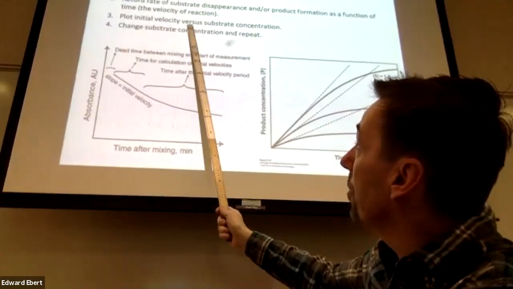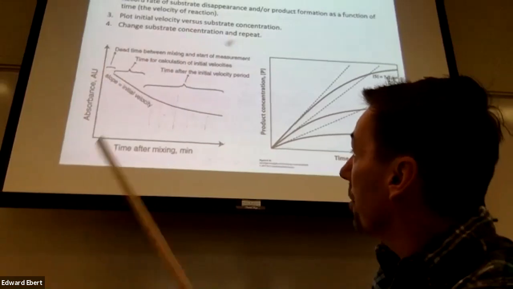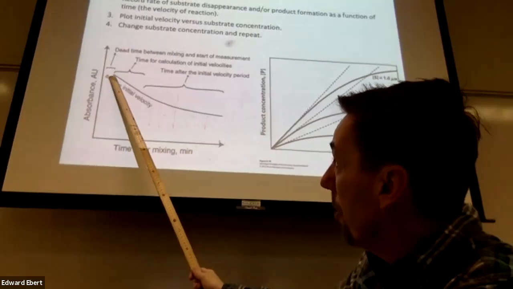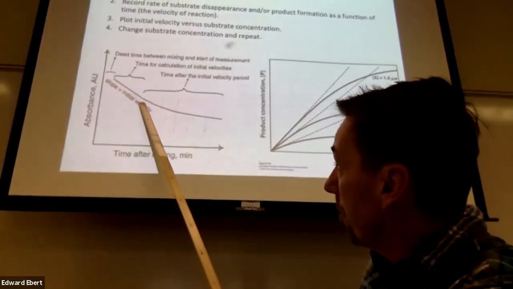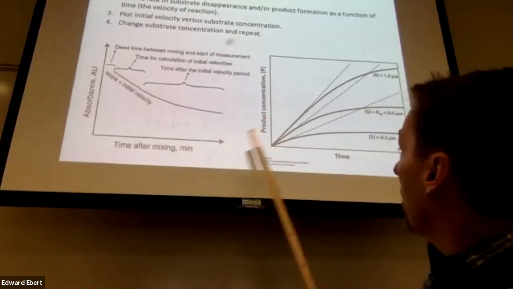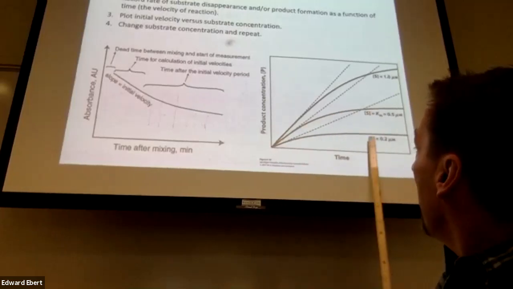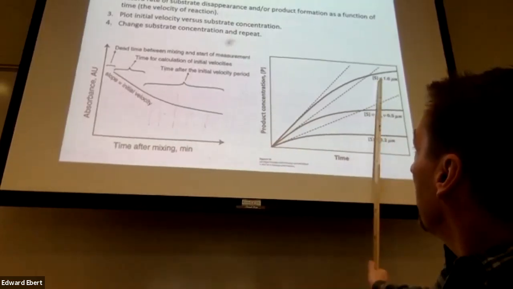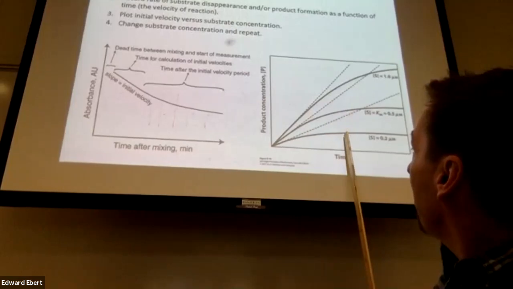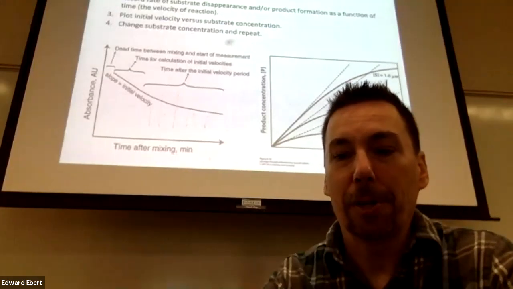And then we can plot our initial velocity versus the substrate concentration, and then change the substrate concentration and repeat. So essentially, here's what we have. This is our substrate over time. We monitor its concentration by absorbance. As it's being converted, this is going to go down. We take a look at our slope here. We start plotting product concentration versus time, and we're going to see our product concentration increase. If we have different substrate concentrations, you can see we're maxing out at the same time, but we're just making more product there.